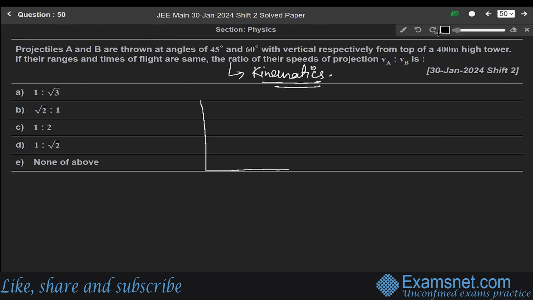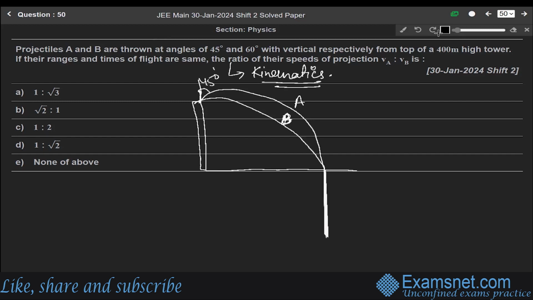according to this question, let us say a body is thrown at an angle of 45 degree with the vertical, and another body is, this is body A, and another body B is thrown making an angle of 60 degree with the vertical. Okay, this is another body B. Let us say this is A, this is B. The body A is making an angle of 45 degree with the vertical, and the body B is making an angle of 60 degree with the vertical. Its speed is UA, its speed is UB.